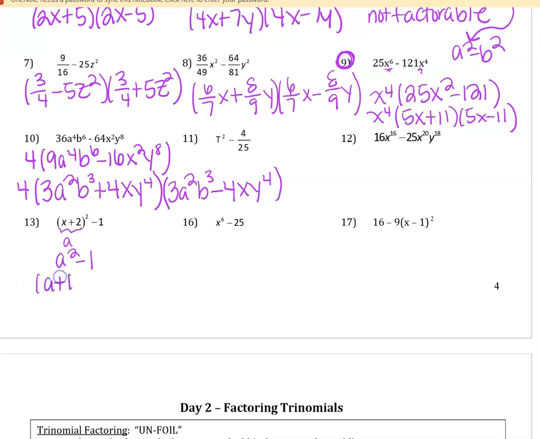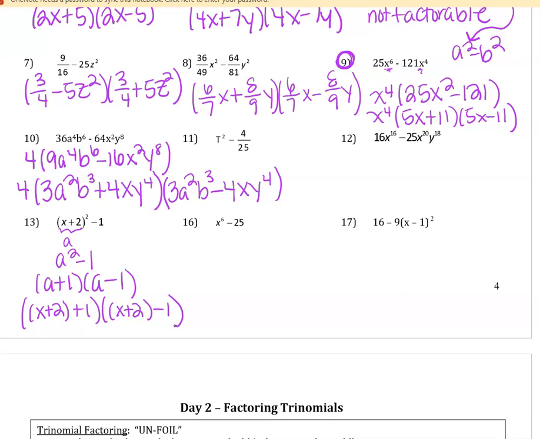Now, in terms of a, I can really easily factor this and say it's equal to a plus 1, a minus 1. Okay, but what did I really say a was? A is equal to x plus 2. So I'm just going to substitute back in x plus 2 for a, and now that's factored.